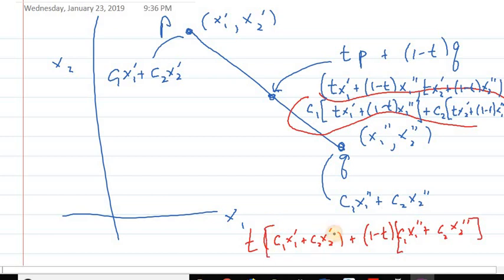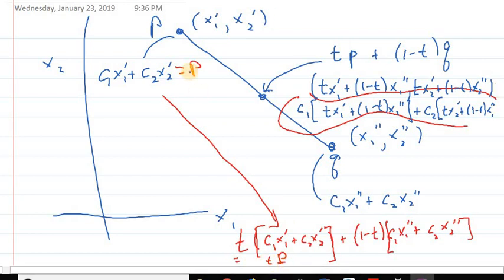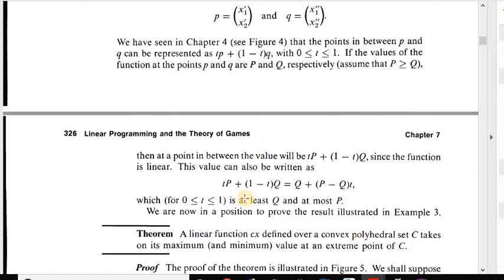Now, we've seen these expressions in square brackets before. If we call this big P, then this is T times big P. And if I call this big Q here, then this is 1 minus T times big Q. So if you actually work out the components and then break it apart algebraically, you can prove this formula here, that the value of the function is T times big P plus 1 minus T times big Q.